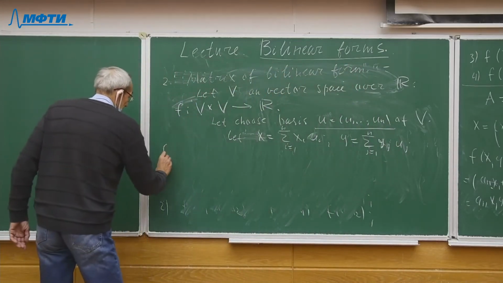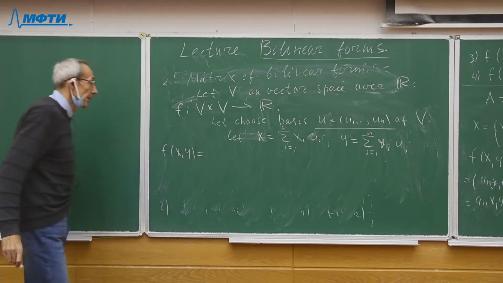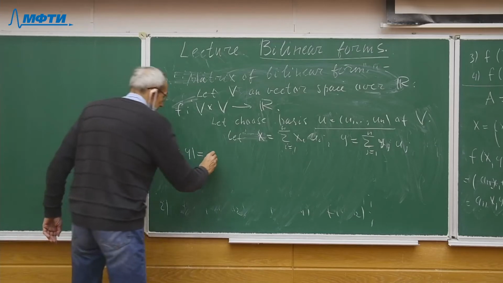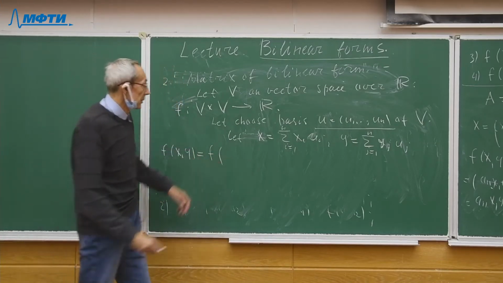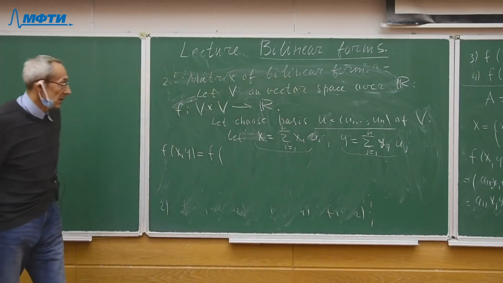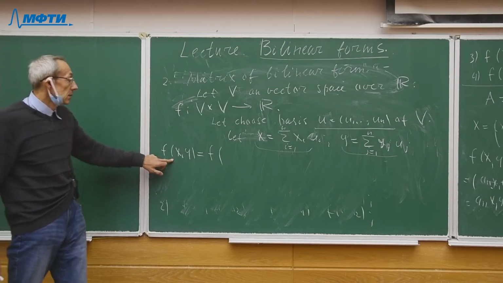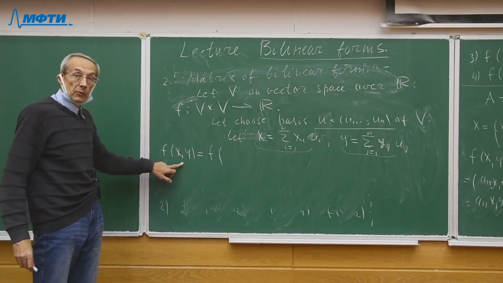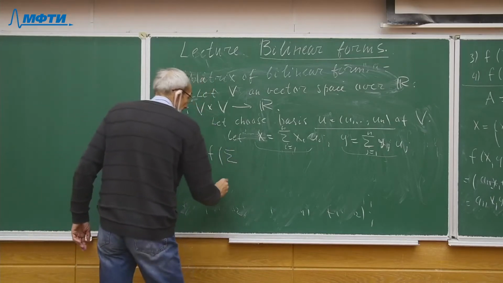And let's consider our bilinear form. And we substitute this expression for the vectors X and Y into the formula of the bilinear form. And we obtain the following expression.